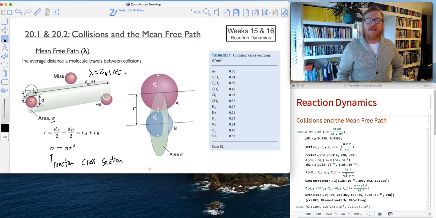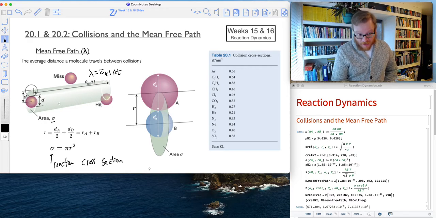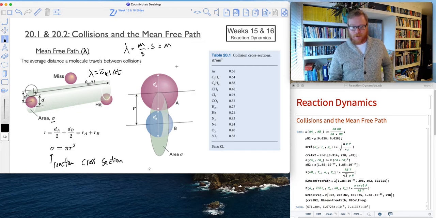That delta t corresponds to the time between collisions. If we have the mean relative velocity between the two particles and the time it takes for them to reach each other, that gives us a distance. So lambda would be meters per second times seconds, giving me meters.